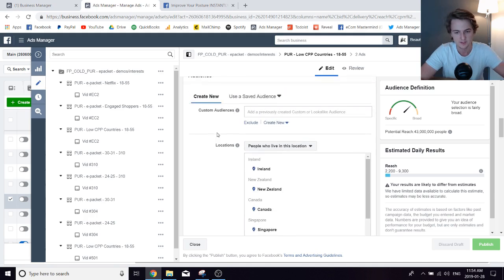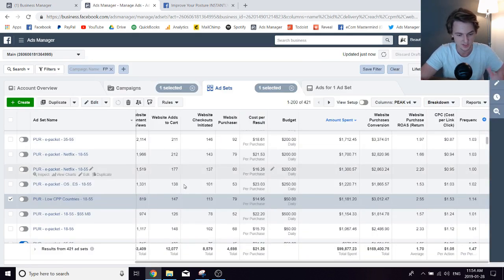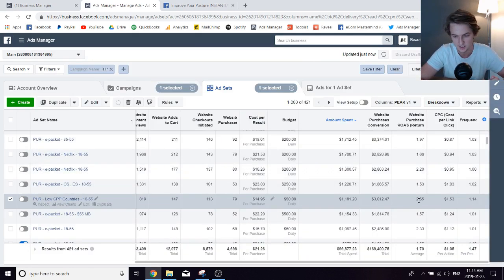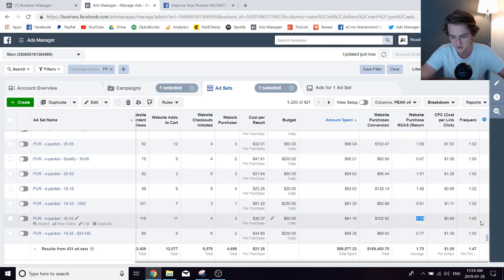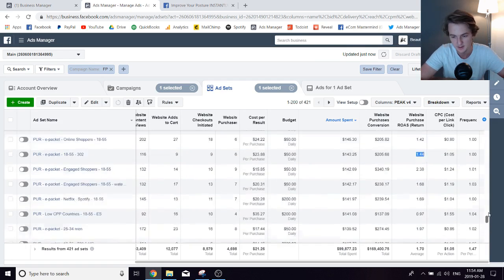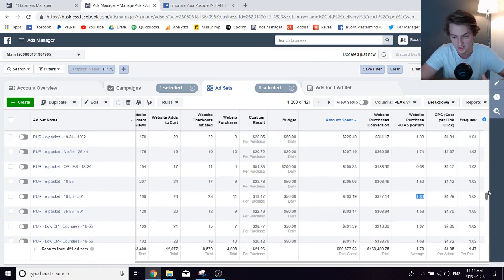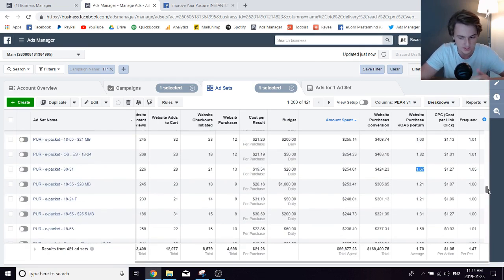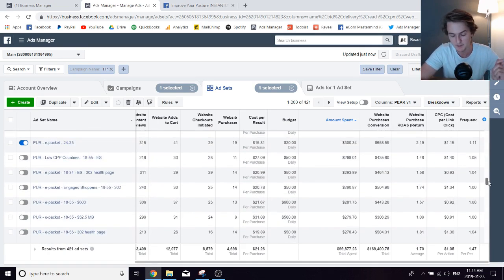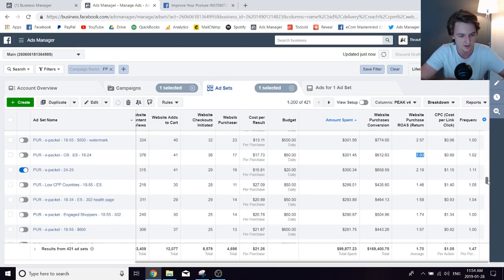And so these are low cost per purchase countries, and I just threw them in an ad set together, and as you can see, 2.55 ROAS. And these are all extremely broad audiences, right? And the fact that I had this really good ad is what allowed me to do this, and then I could retarget and make a killing and be extremely profitable with these audiences.